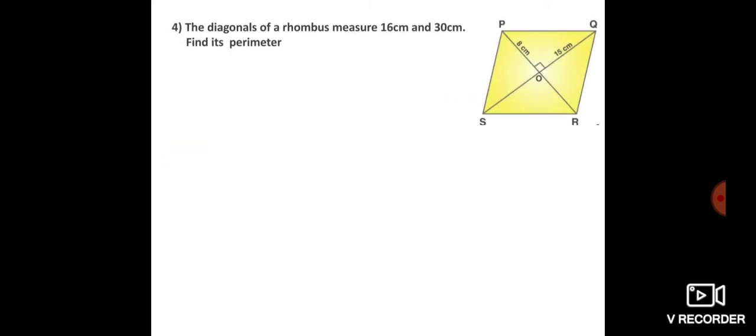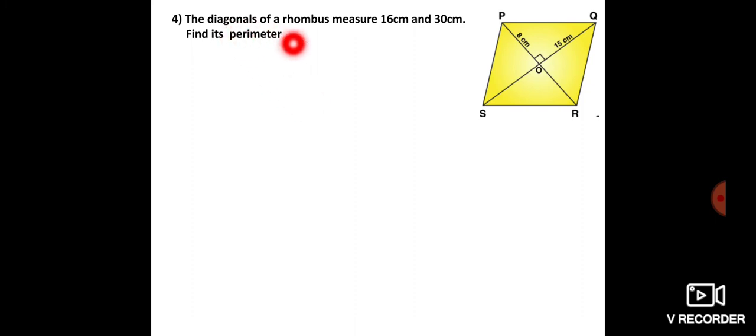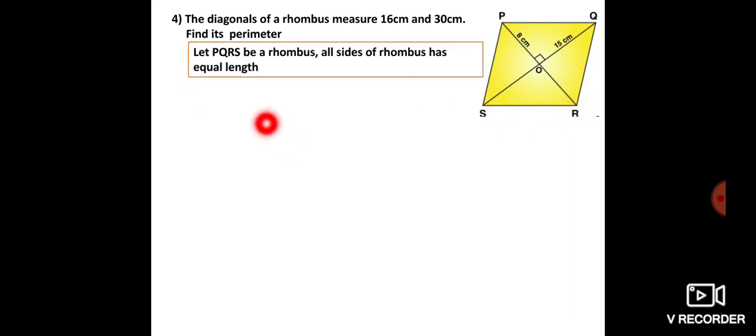Next, our last question. The diagonals of a rhombus measure 16 centimeter and 30 centimeter. Find its perimeter. Rhombus, this shape we studied from 6th class. This is the shape of a rhombus. This is just like our square. All the four sides are equal for a rhombus. Let PQRS be a rhombus. All sides of a rhombus have equal length.